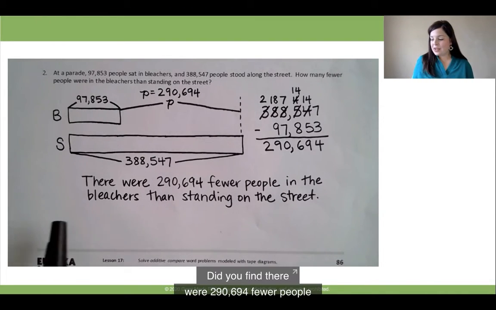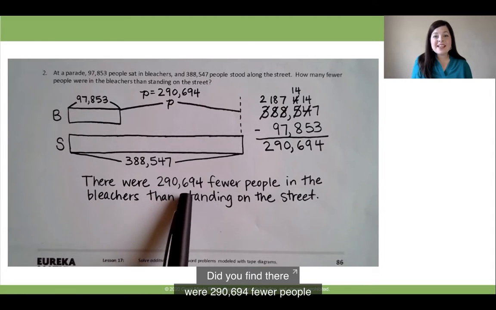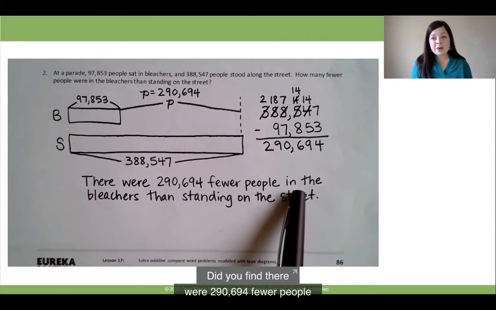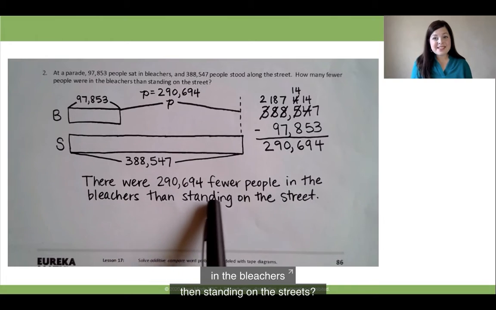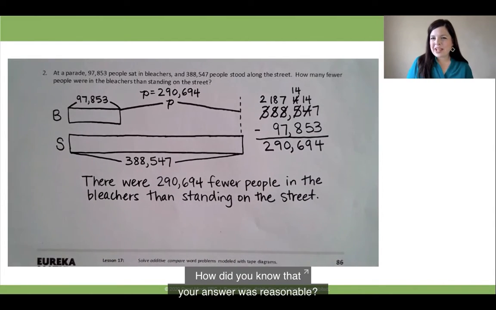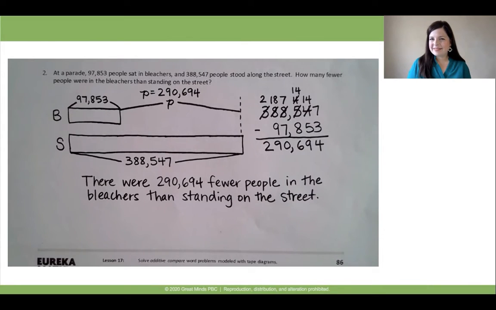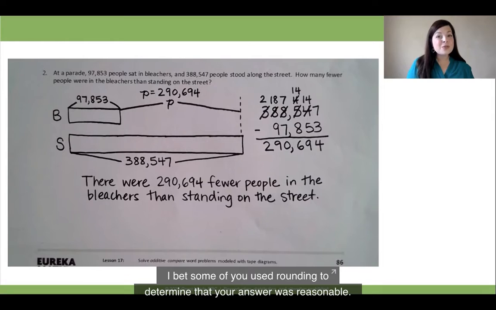Did you find there were 290,694 fewer people in the bleachers than standing on the street? How did you know that your answer was reasonable? I bet some of you used rounding to determine that your answer was reasonable.